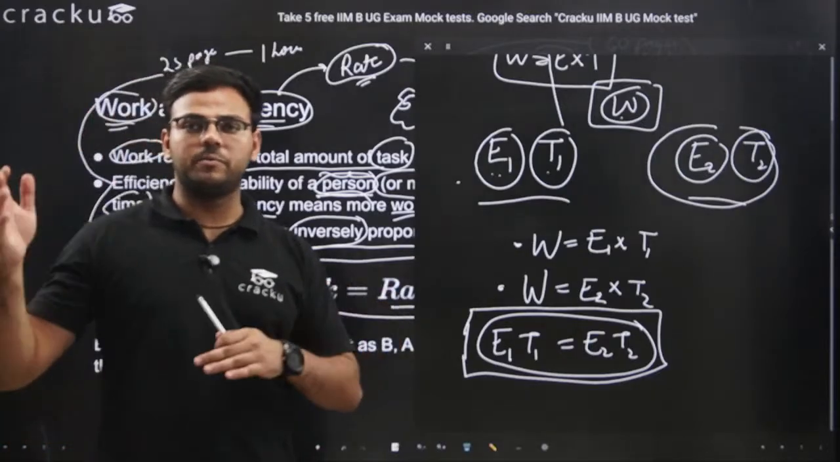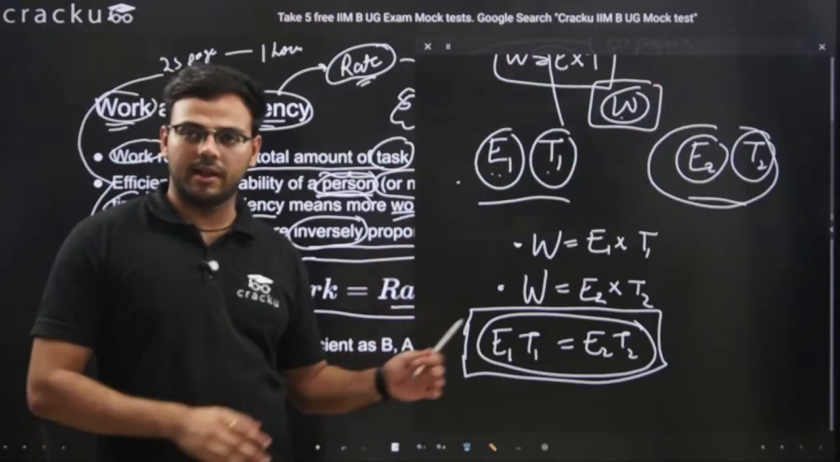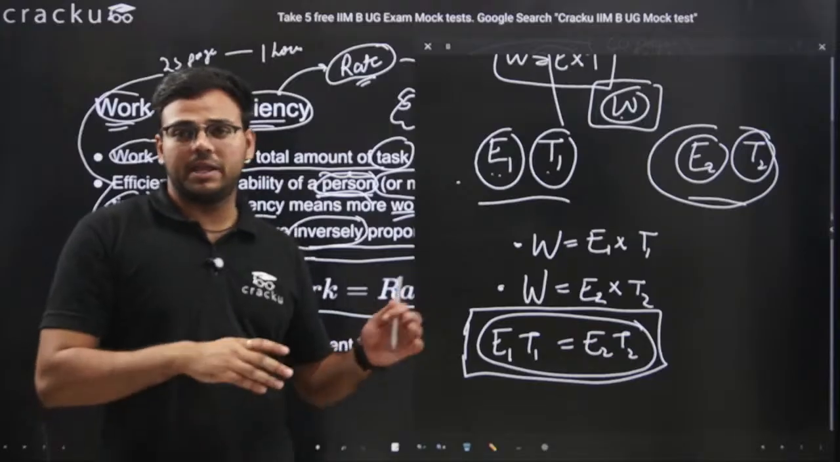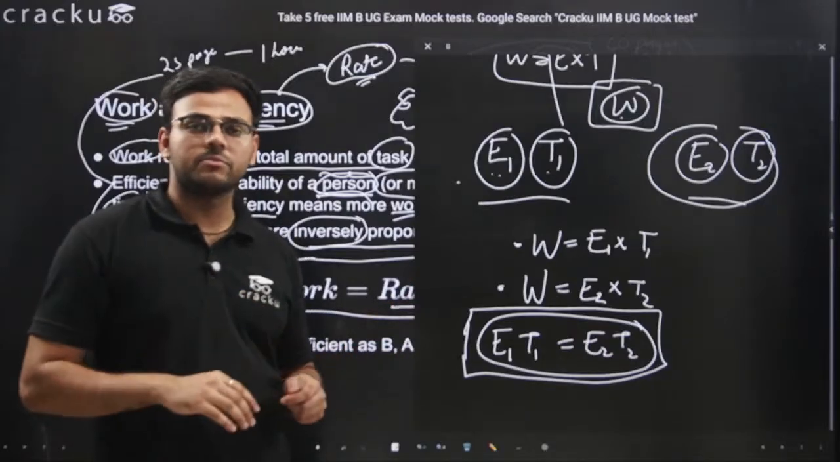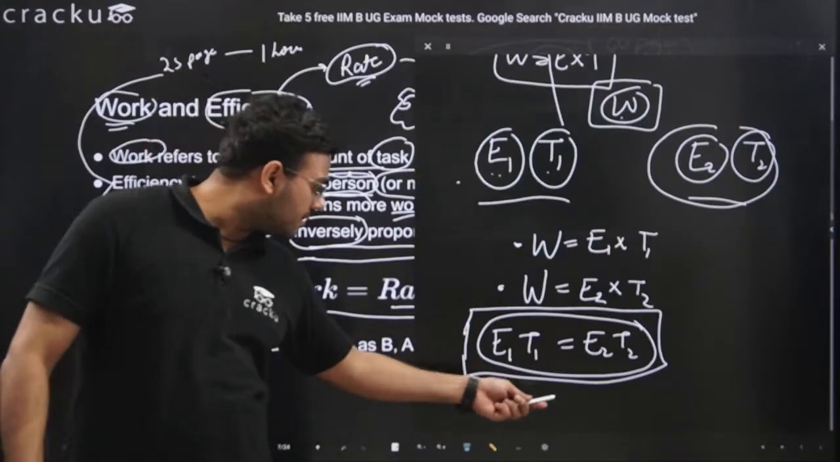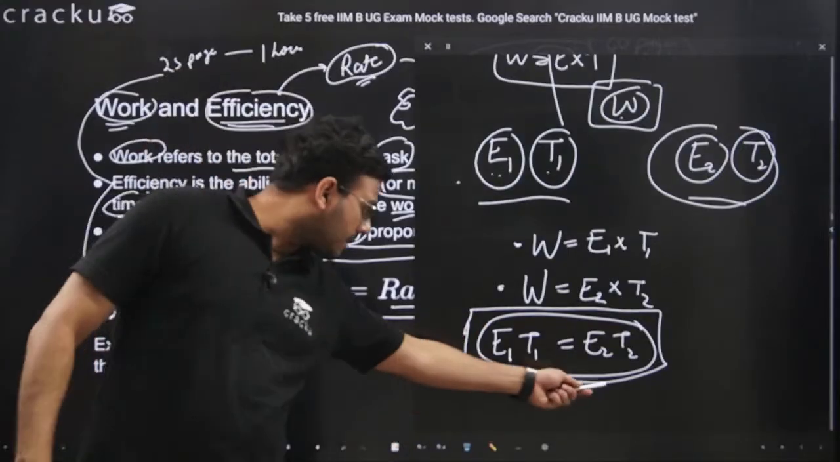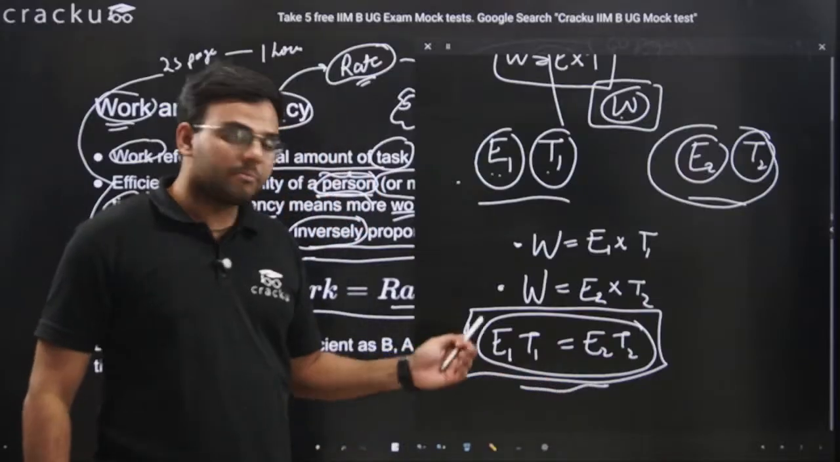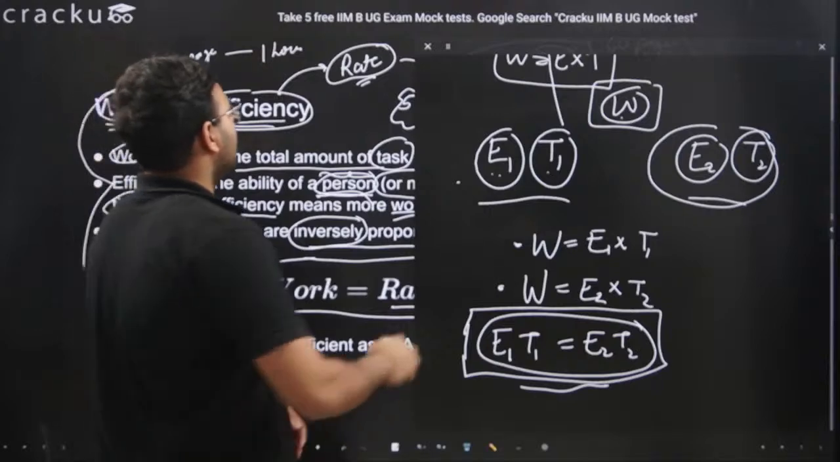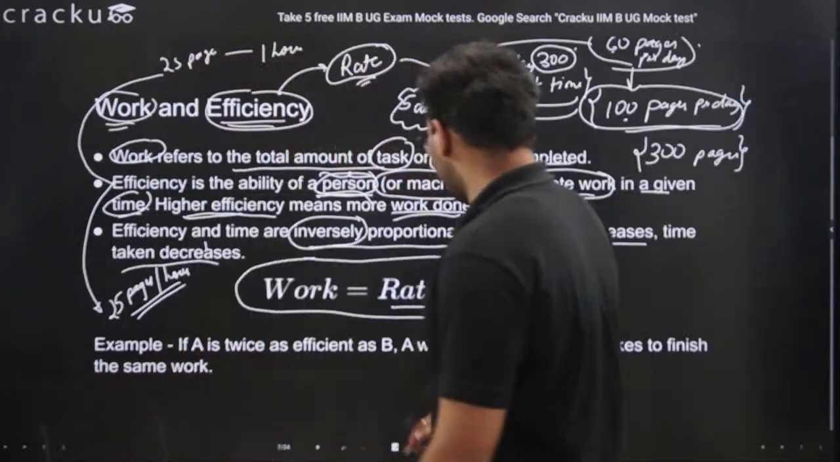Initially, some group of people are working at different efficiency and they're taking different amount of time. In the second case, let's say a few more people joined in. So now they will be working at a higher efficiency and they'll be taking less time. So what we will be doing is equating the product of efficiency and time when they are doing the same piece of work. So this is a very important formula, as I mentioned earlier.